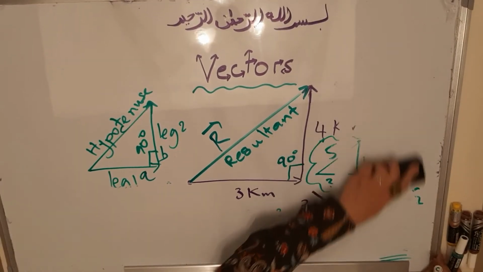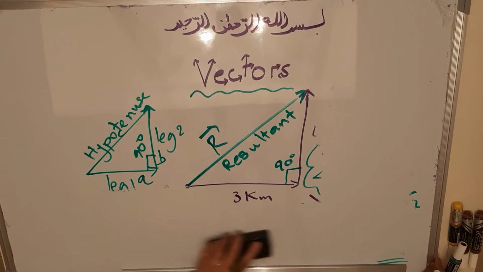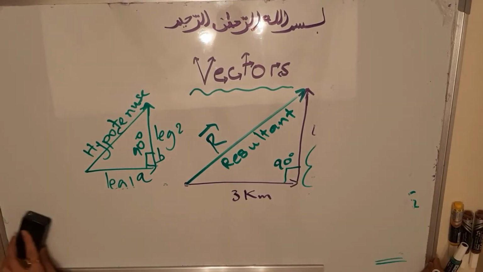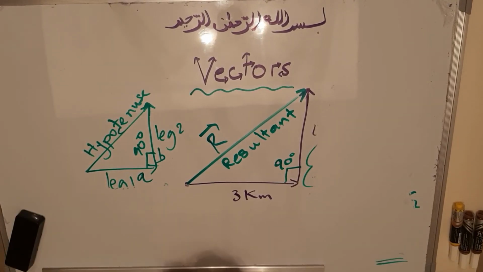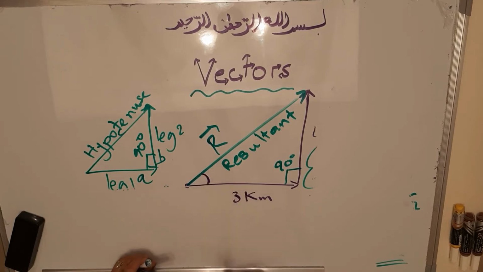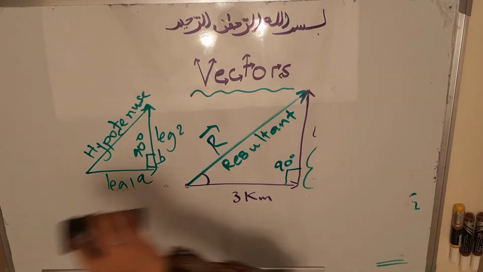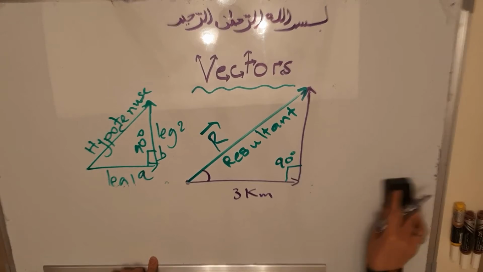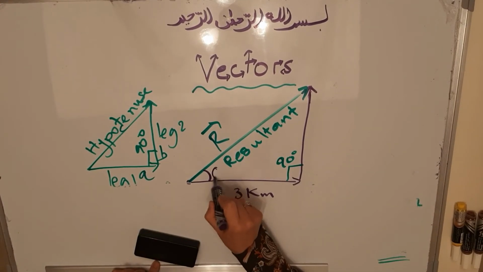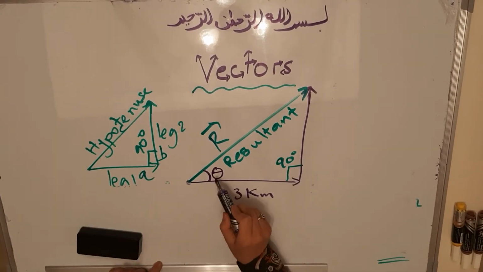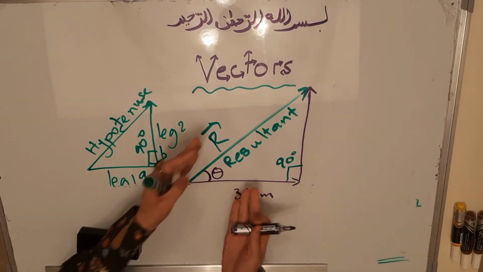Okay, so now the second question is, they are going to ask you, what is the angle? What is this angle? And usually we use Greek alphabet, you know, theta, beta, whatever. So we use theta here. And then, so what is this angle? What is this opening?